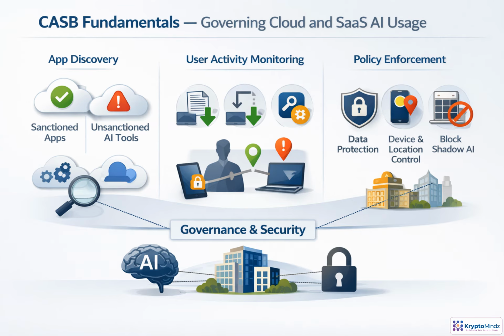A CASB acts as a control point between your workforce and the cloud services they use. For AI governance, this matters because risk often appears outside approved channels: pasted data, shadow AI tools, risky OAuth grants, or unmanaged plugins. The CASB discovers those services, monitors activity, and applies policy based on data sensitivity, device trust, location, and user risk. The goal is not to block all AI. It is to make approved AI usable while reducing uncontrolled exposure.